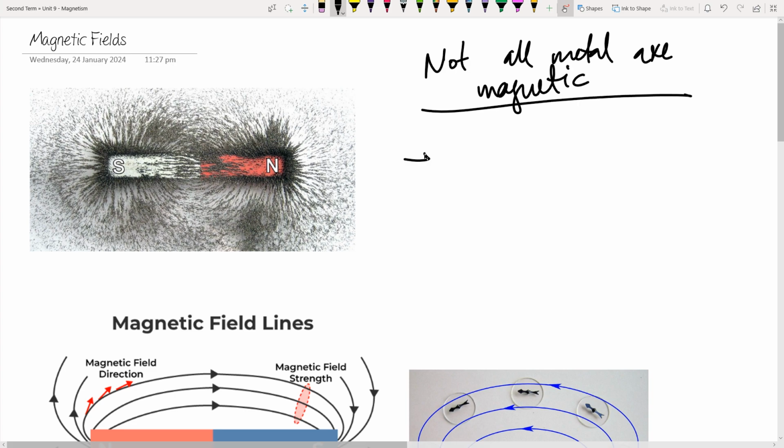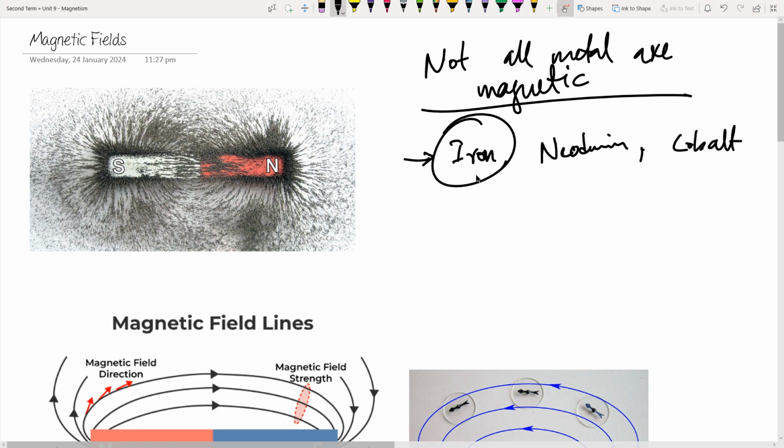And what are the magnetic materials? We've got iron. We've got other metals. We've got neodymium. We've got cobalt. So there are a few metals which are magnetic in nature, and iron is most common.